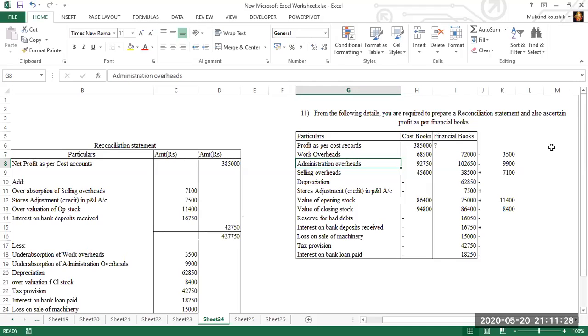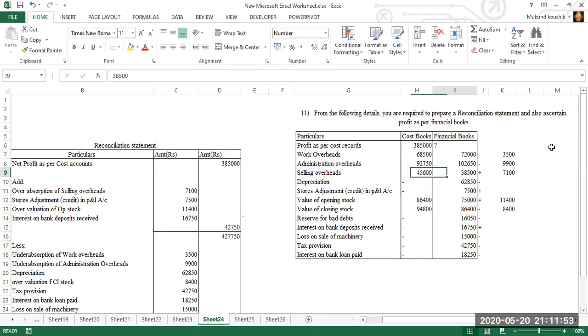Then administration overheads as per costing books is 92,750, and as per financial books is 1,02,650. Here also, as per cost books the amount is less in comparison to financial books. That means it is under absorption of administration overheads, and under absorption means we have to deduct. Again we take the difference between these two numbers, which is 9,900, and we deduct this from profit as per cost record, which is 3,85,000.